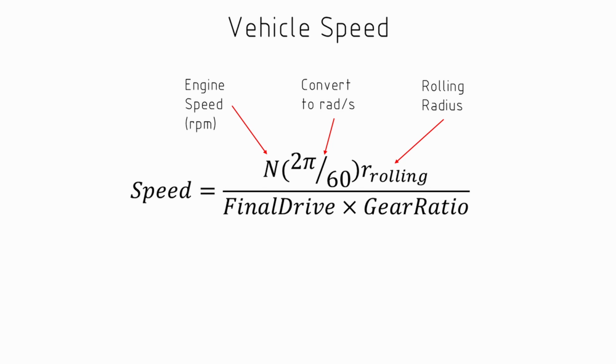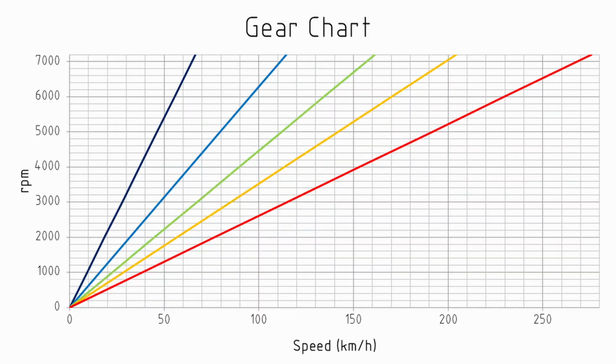Now, if we take that equation and plot that for each of the gears, we can create a gear chart. And this gear chart's a fairly useful thing in and of itself. We can see what sort of speeds we're likely to be doing our gear changes, and when we change from one gear to another, what RPM we'll be changing from and to.